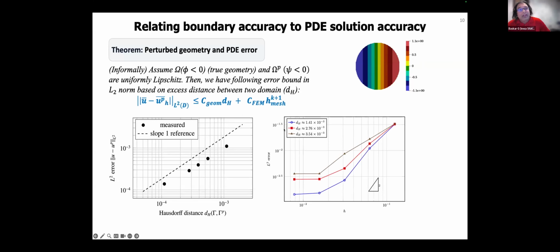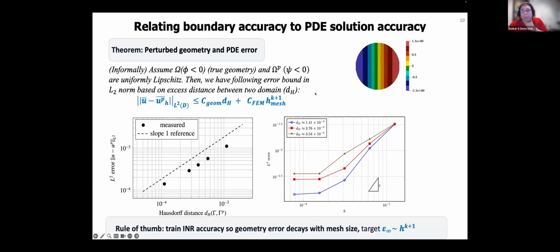Now, when you let both of them vary, what you see is that initially your error drops quadratically for a linear basis function, determined by the second term in this expression, and at some point it asymptotes out when most of the error is driven by your interface representation error. This tells us a very simple rule of thumb: if you have the smallest mesh size that you want to use for a problem, that gives us a handle on how well to train your INR, how well to represent your implicit neural representation or neural level set, so that it is not the bottleneck in terms of your resolution.